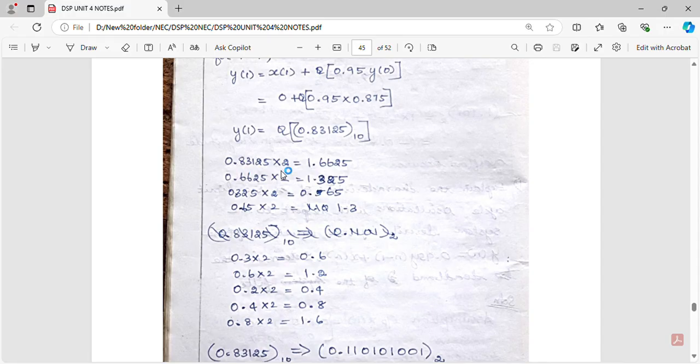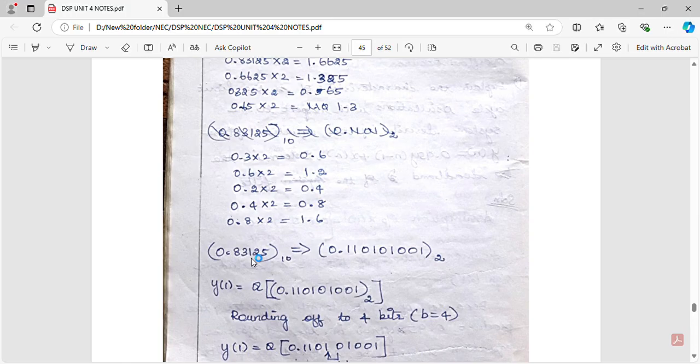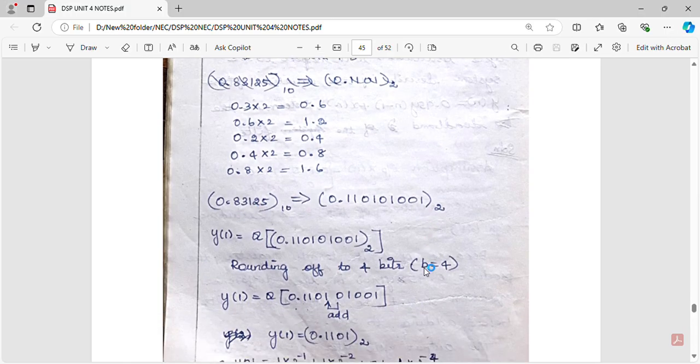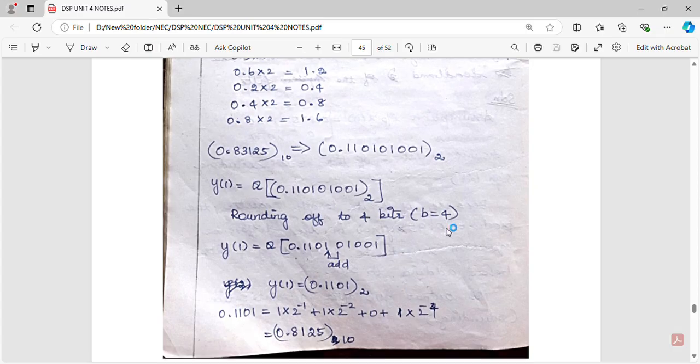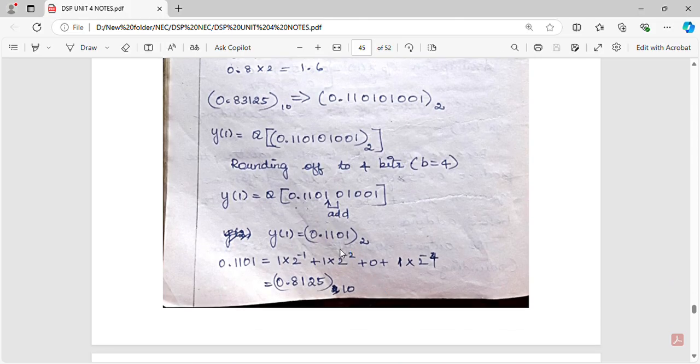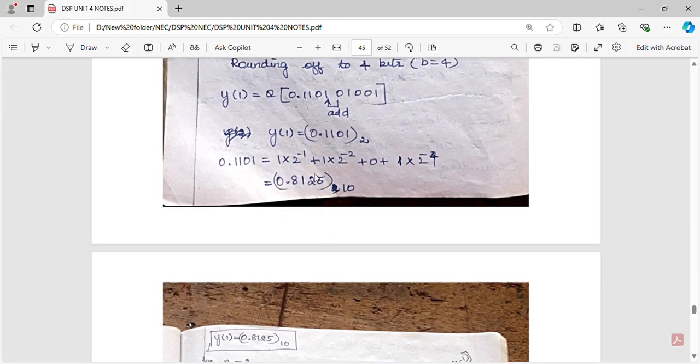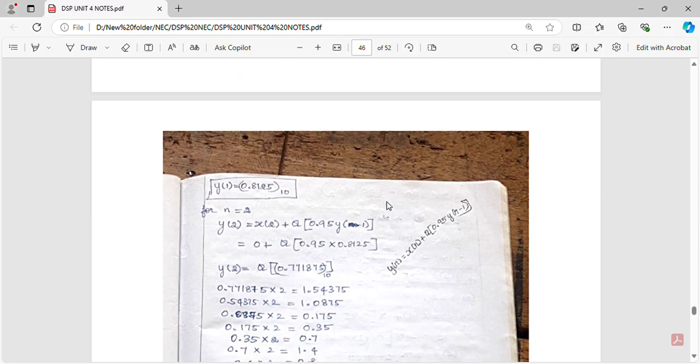After that, by repeatedly multiplying by 2, we are getting the result. This decimal is converted into binary like this. And in order to make the quantized value, we have to perform the rounding operation to 4 bits. After the 4 bit rounding operation, we obtain y of 1 is equal to 0.1101. Then convert that value into a decimal value. So we have obtained the value 0.8125 in decimal. That is the value of y of 1.